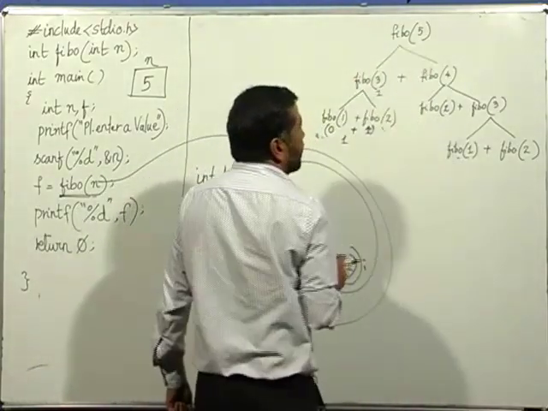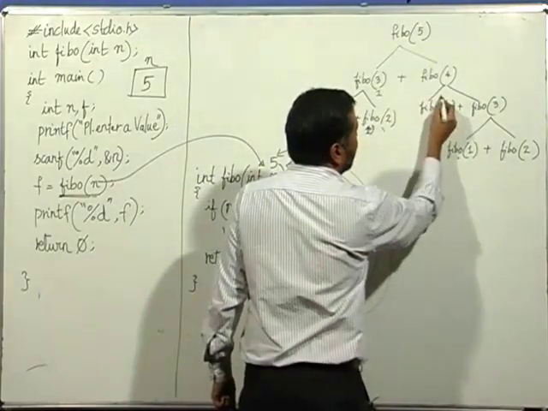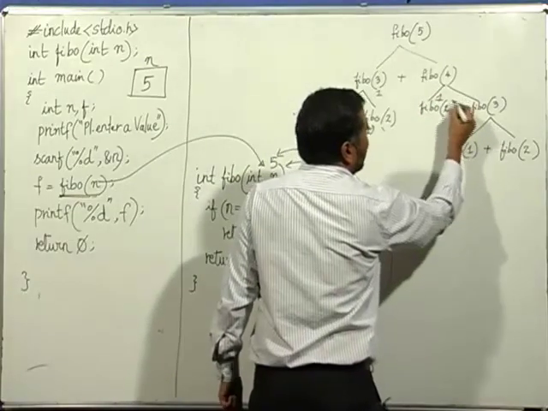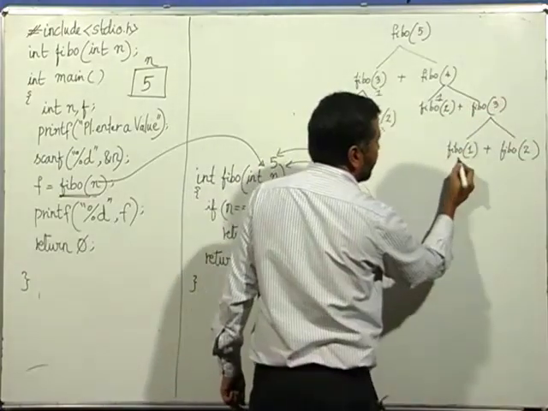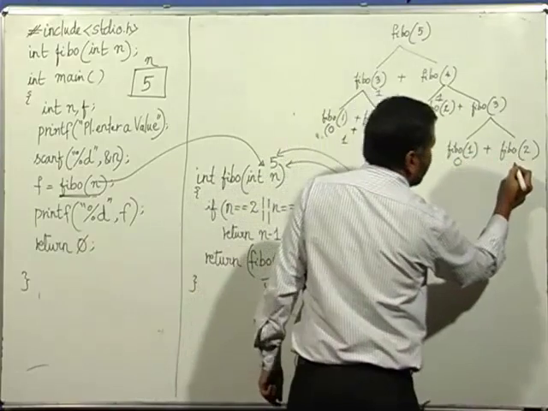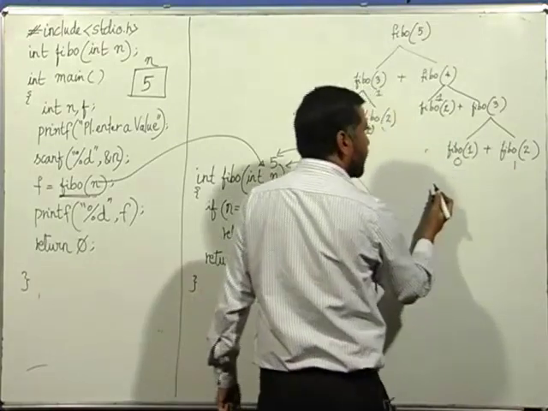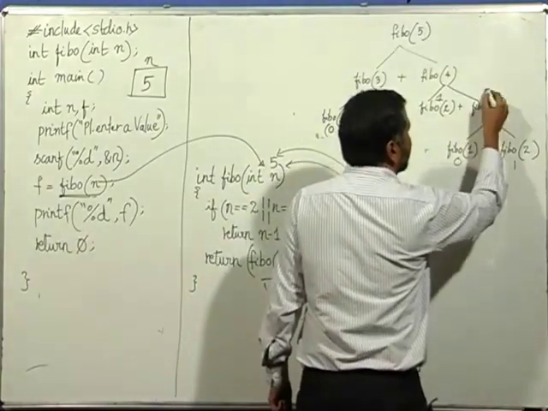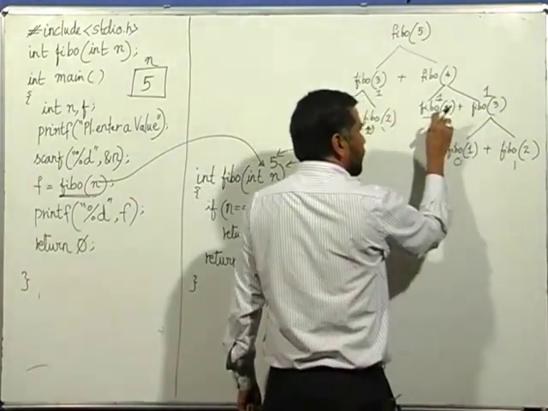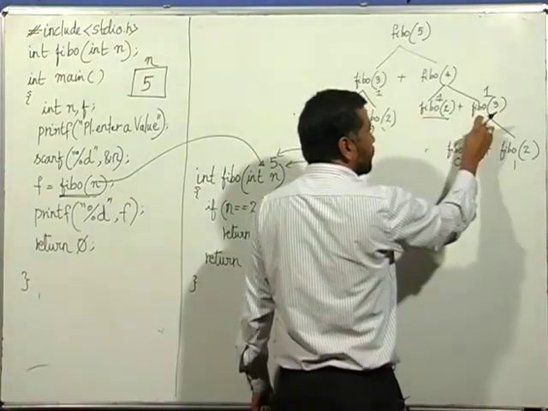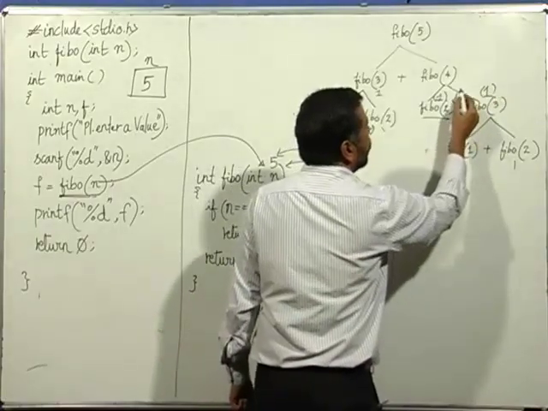So Fibo of 3 will in turn be replaced by the value 1. And on the other side, Fibo 4 will result in these two function calls. Fibo 2 will immediately return value 1, but that has to be added to this Fibo of 3. Fibo of 3 in turn will call these two functions. Fibo of 1 will return 0, this will return 1, and those two will be added, so 0 plus 1 is 1. So Fibo of 3 will be replaced by 1. This value is already returned as 1, and this has now returned as 1. These two values will be added, 1 and 1. So 1 plus 1, which is equal to 2, will be returned here.